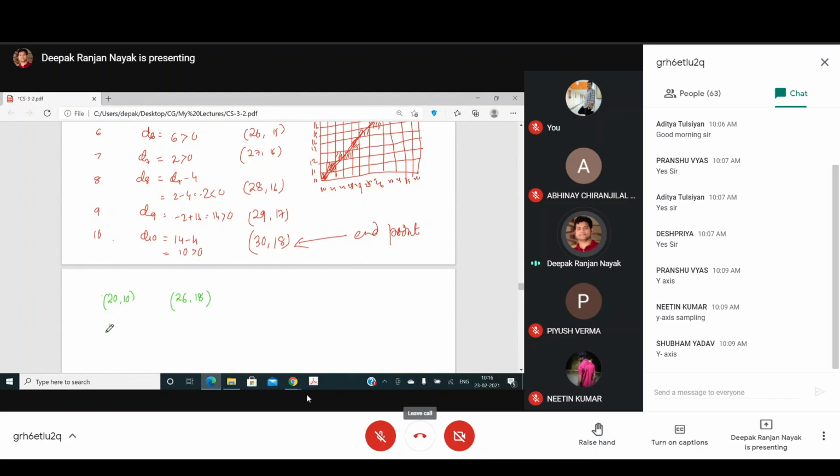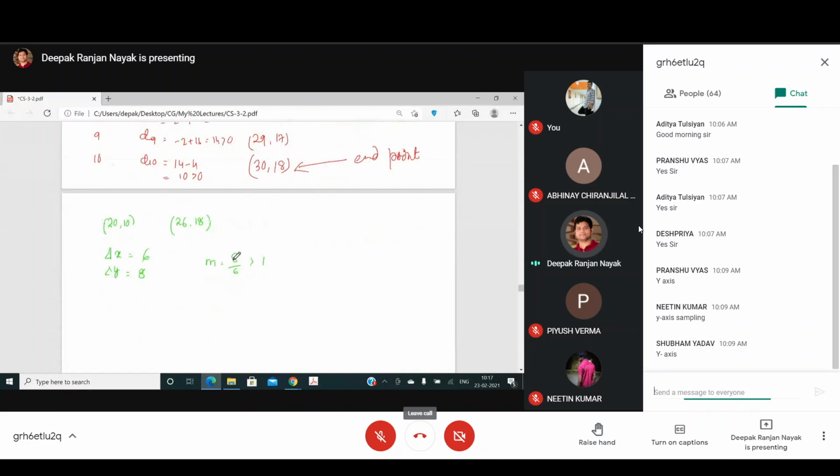So del x in this case is nothing but 6, right? And del y in this case is nothing but 8. What is m here? m is equal to 8 by 6, which is greater than 1. So this is the case where m is greater than 1, right? If m is greater than 1, then d1 is equal to 2 del x minus del y, if you remember, right? So 2 del x is 12. So 12 minus 8 is equal to 4, right?